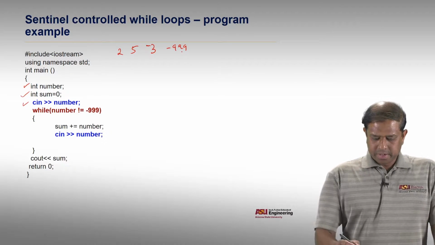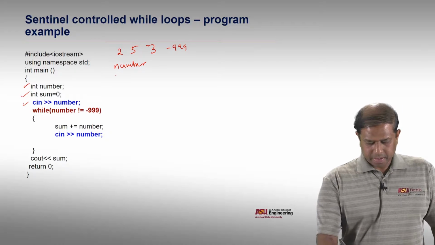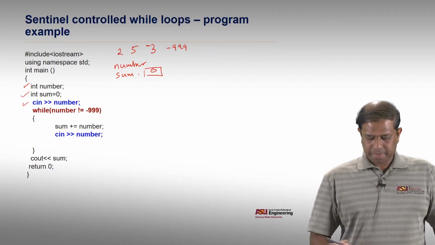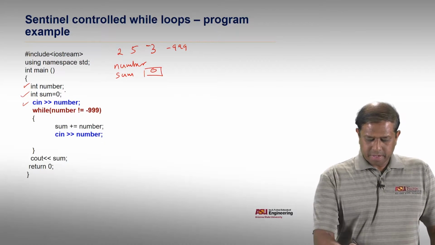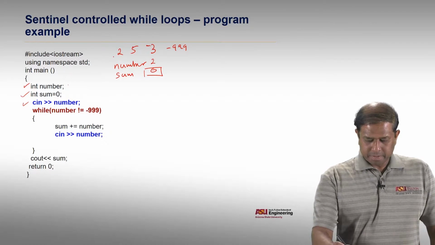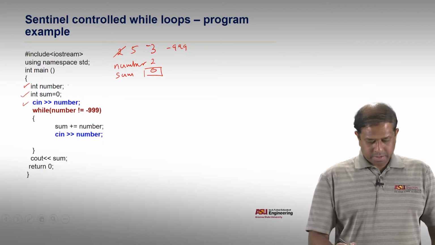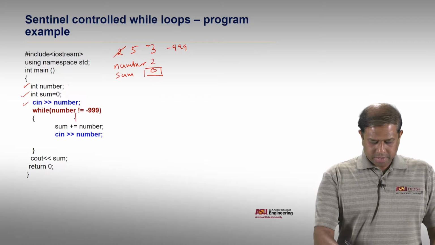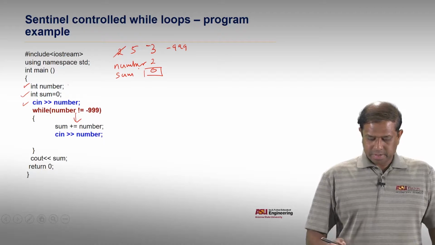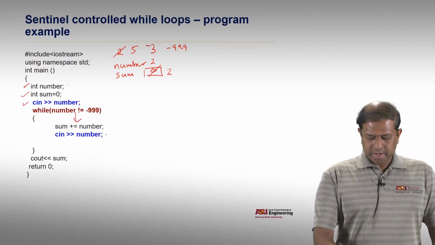Let's trace the values for num and sum. The initial value for sum is 0, and initially we don't put anything for num, but we read the first number, so the first number will be 2. Now we check whether that number is not equal to -999, which is true, so we go inside the loop. Inside the loop, we add the number to the sum, so sum will be 2. Then we go ahead and read the second number.